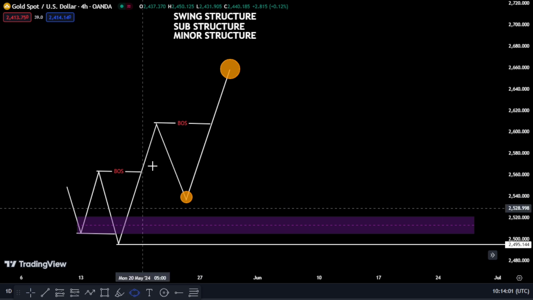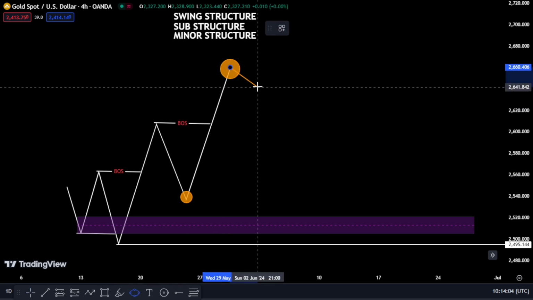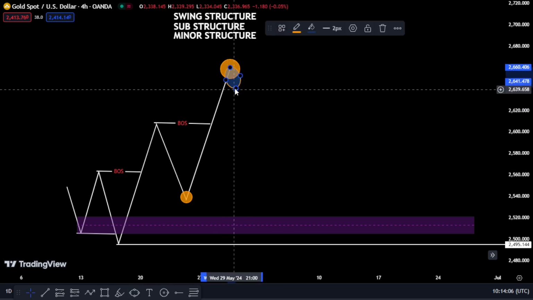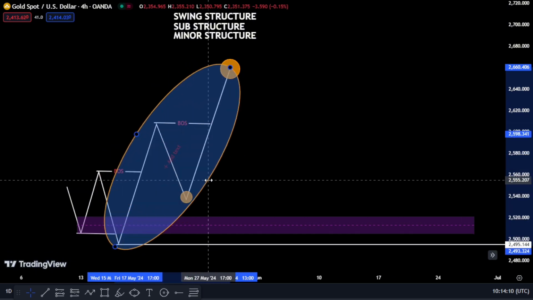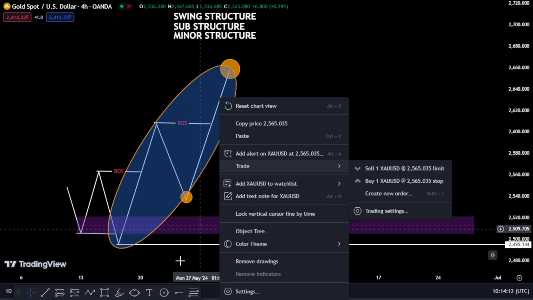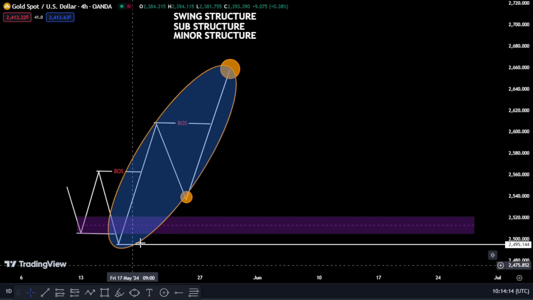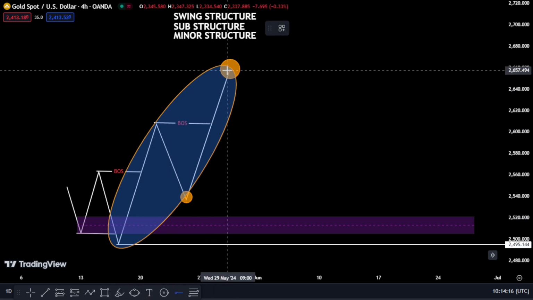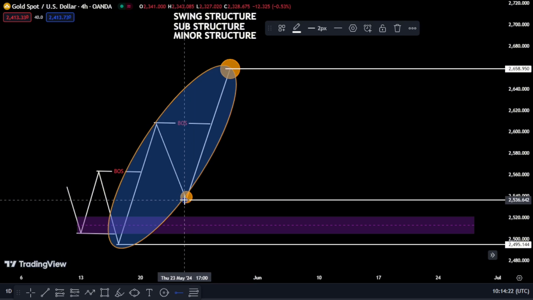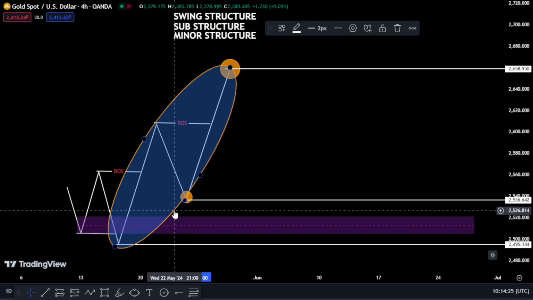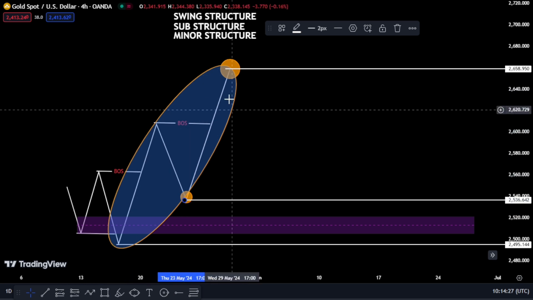Now the whole of this, from here to that level above, is our swing structure. And then you wait for the market to give you substructure. That is our protected high. That's our target always, the first target always. And here is our structural liquidity. So the whole of this is our swing structure.